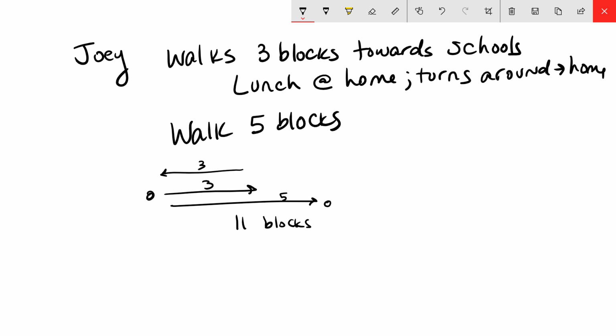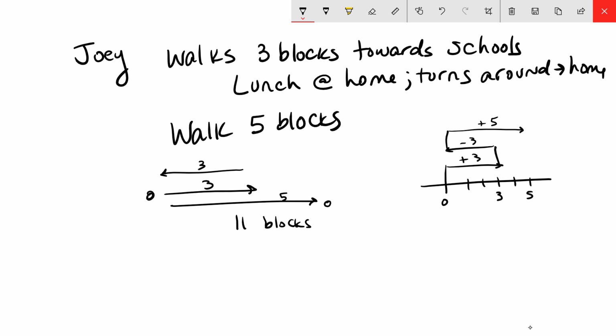Notice that I'm not considering the direction that he went in at all. If this was not an absolute value idea, if I was looking at a number line and thinking about the direction that he goes in, here's 3, here's 5. He sets off and goes positive 3. Then he turns around and goes back -3. Then he starts out again and goes forward +5.